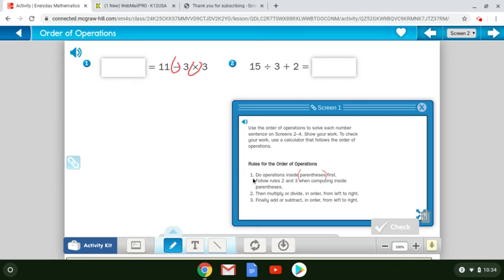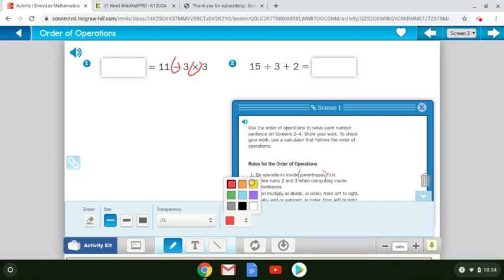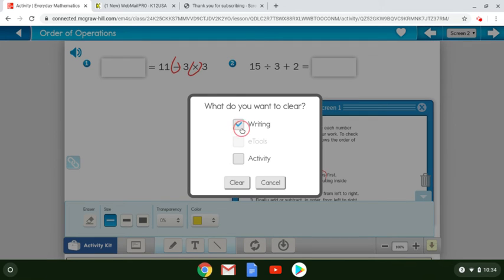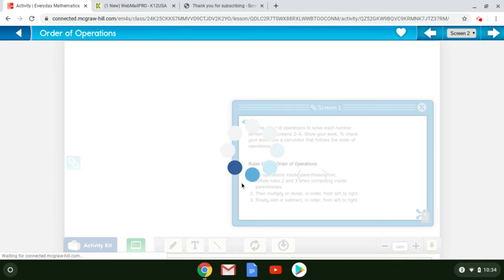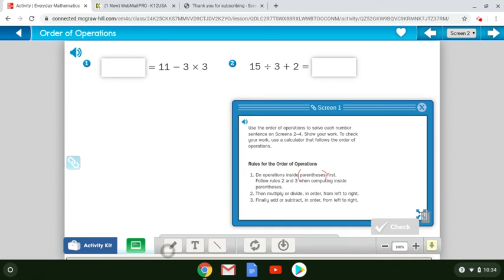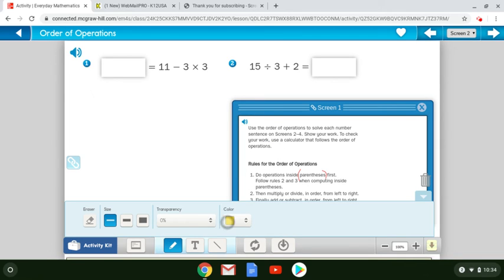So I take a look at my rules. Number 1 says to do the operations inside the parentheses. There's no parentheses. So now I can move on to number 2. It says to multiply or divide in order from left to right. Ooh, I see multiplication right here. So that means I have to solve that first. I'm going to change this color to show you. And let me clear this off here. Clear this. That clears my writing. And you can see here that in this equation, there is multiplication. So I have to solve that part of the equation first.